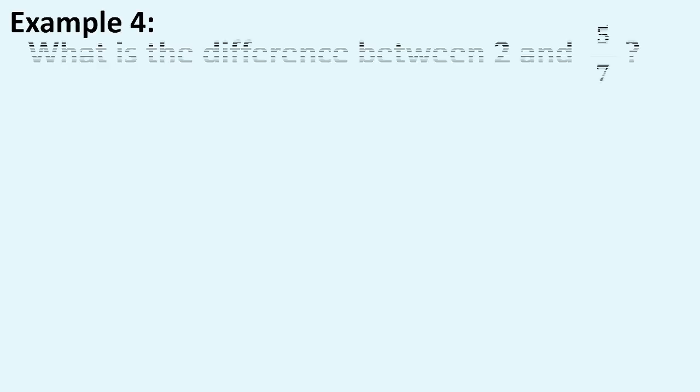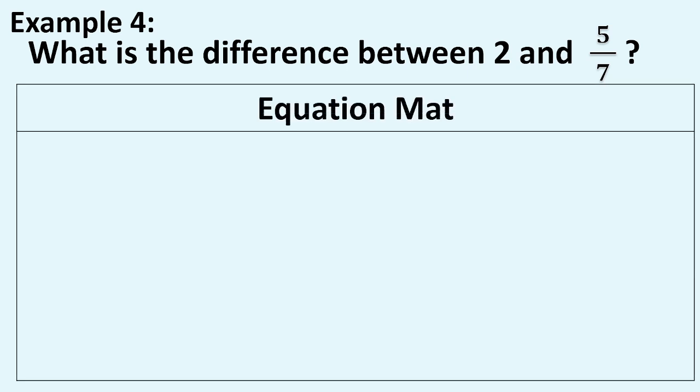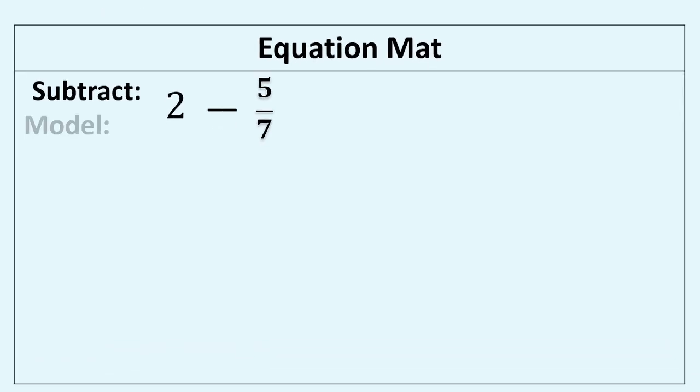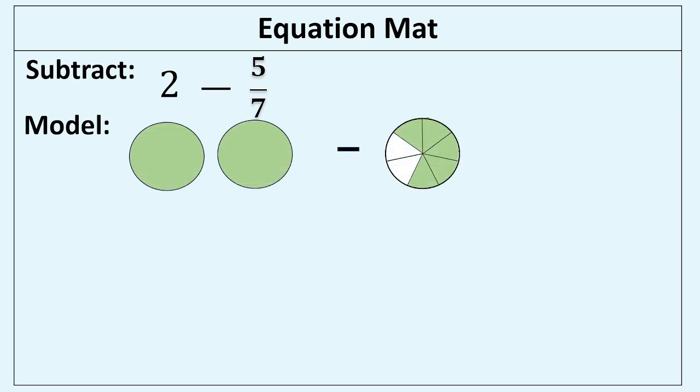Day 3. Example 4. What is the difference between 2 and 5/7? We have here an equation. So 2 minus 5/7, we are going to draw a model. So 2 minus 5/7.